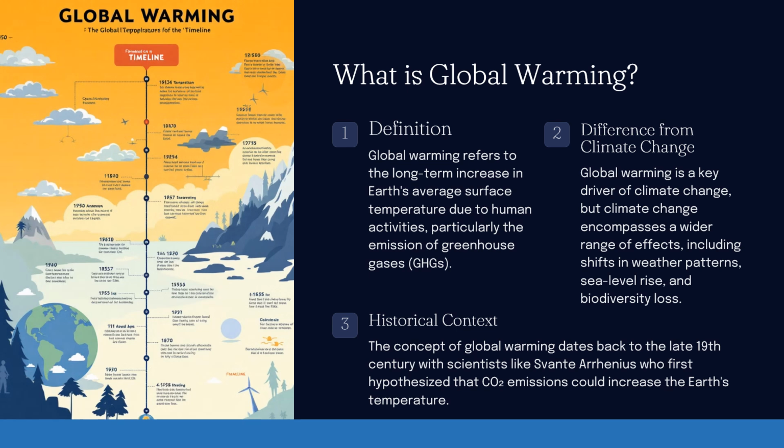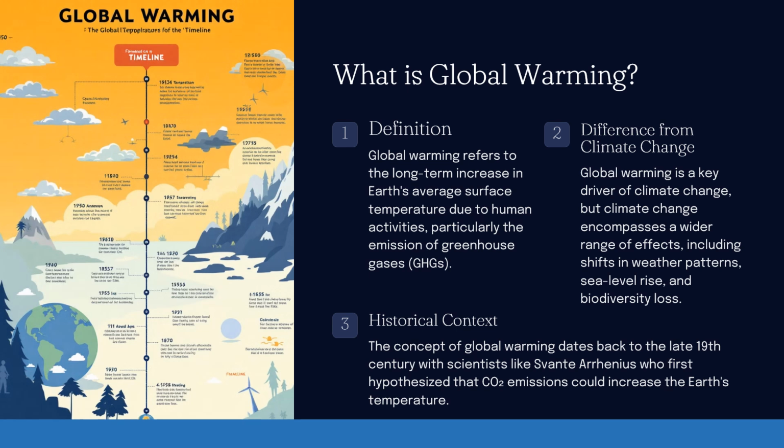What is global warming? Global warming means that the Earth's temperature is going up over time. This happens because of human activities like burning fossil fuels, coal, oil, gas, and cutting down trees. These actions release gases like carbon dioxide into the air. These gases trap heat from the sun, which makes the Earth warmer.